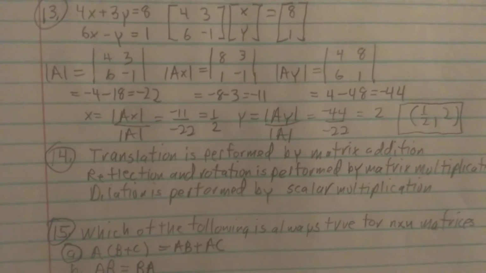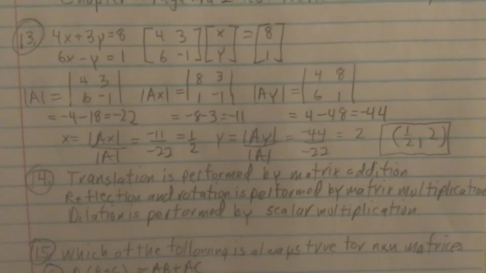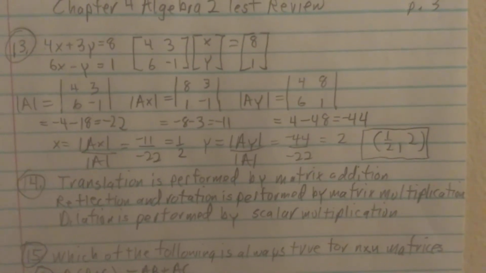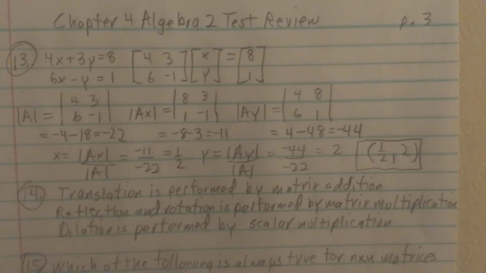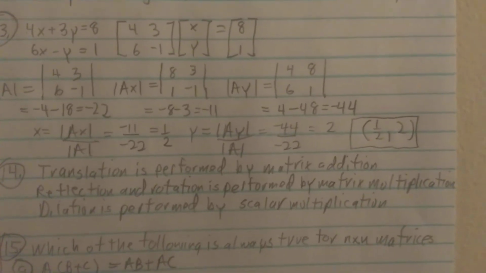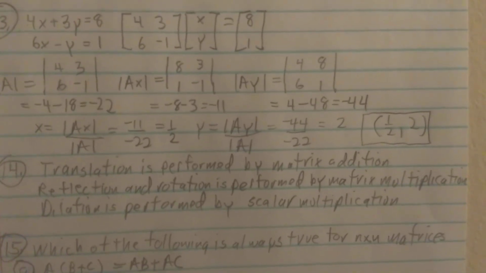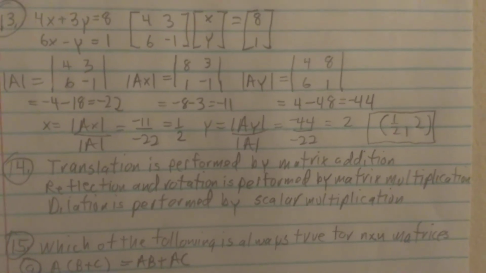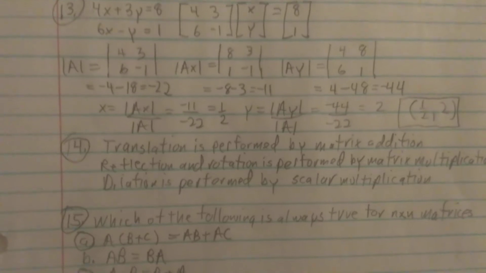Negative 8 minus 3 is negative 11. The determinant for A sub y is placing the B matrix, 8, 1, in the second column. So we have for that determinant 4 minus 1, 4 minus 6 minus 8. 4 minus 48 is negative 44.